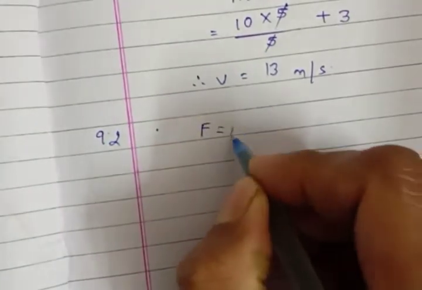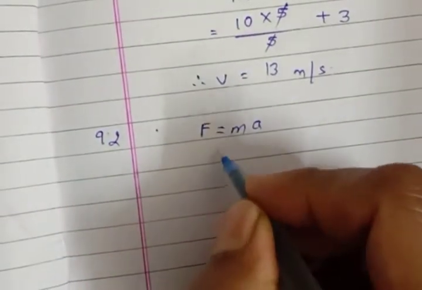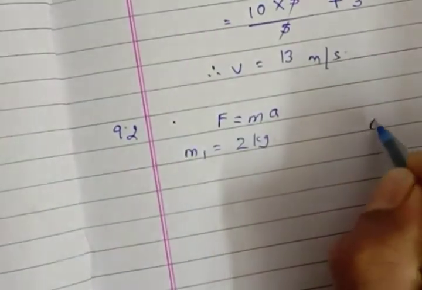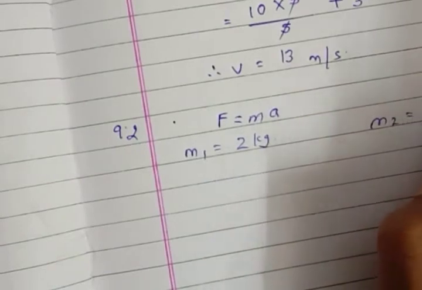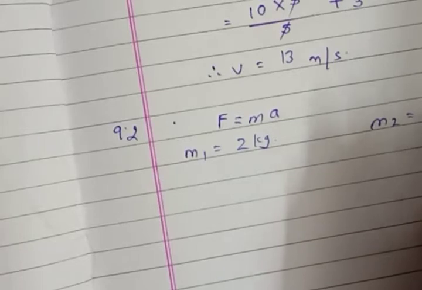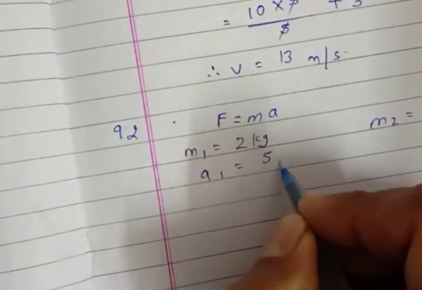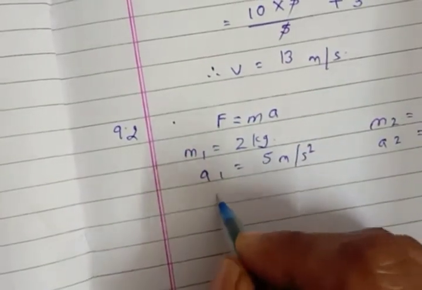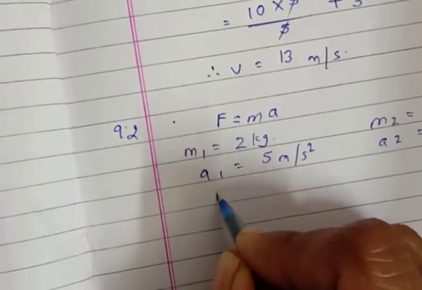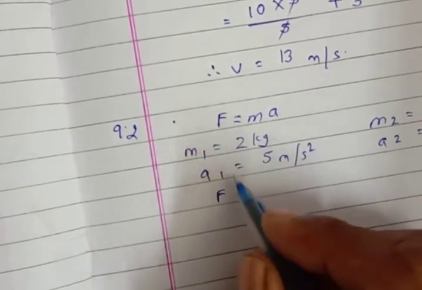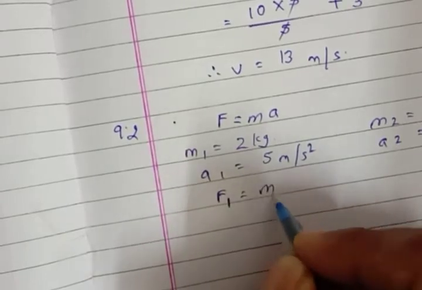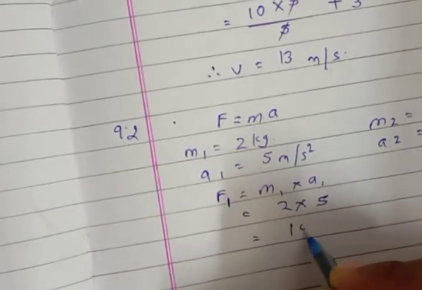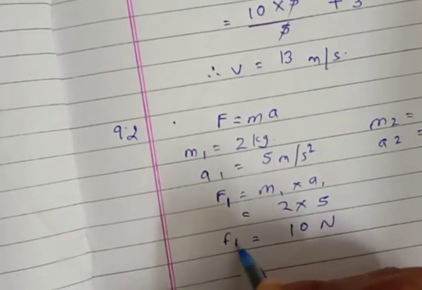We know the formula of force equal to mass into acceleration. Right? Here, mass 1 is how much? 2 kg. And mass 2 is how much? 4 kg. Right? Acceleration 1 is how much? 5 meters per second square. Acceleration 2 is 2 meters per second square. Right? Now we will calculate for the first part. F1 equal to m1 into a1. What is m1? 2 kg. What is a1? 5. So 5 twos are 10 Newton force is for the first part.